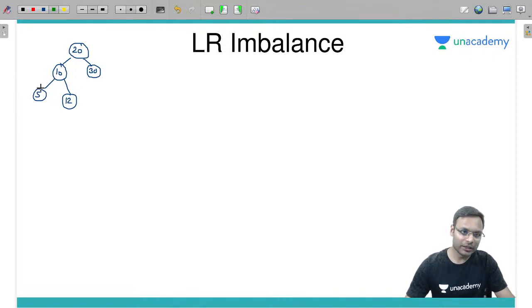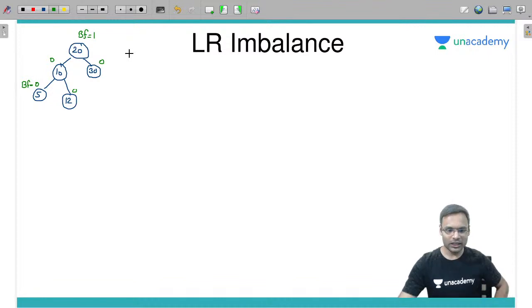Very good evening everybody. So this node has balance factor 0. This node has balance factor 0, leaf node. This node has balance factor 0, leaf node. What balance factor does this node have? 1 minus 1, 0, 1, 2 minus 1. Here the balance factor will be 1. So the tree is balanced. Yes, the tree is balanced.